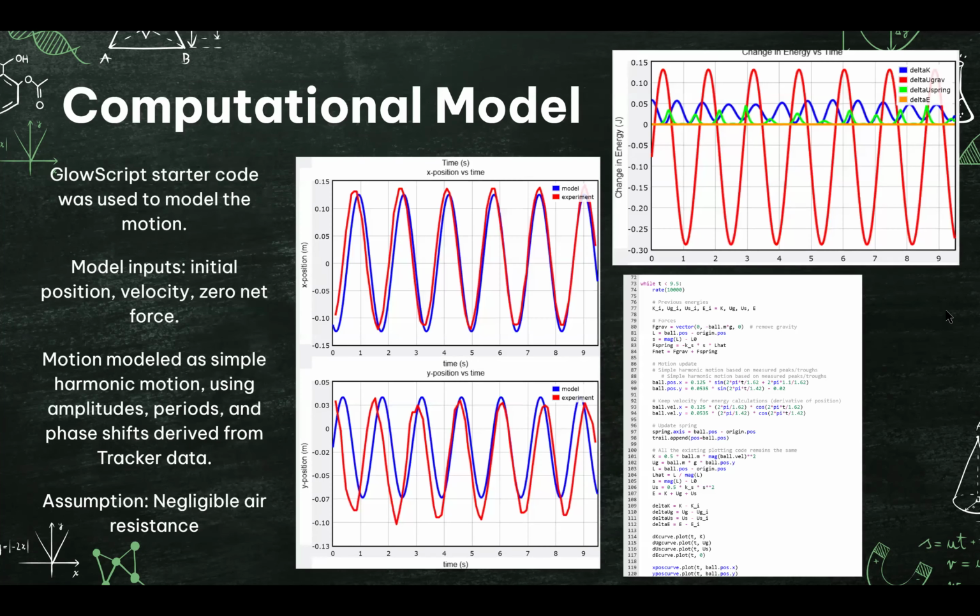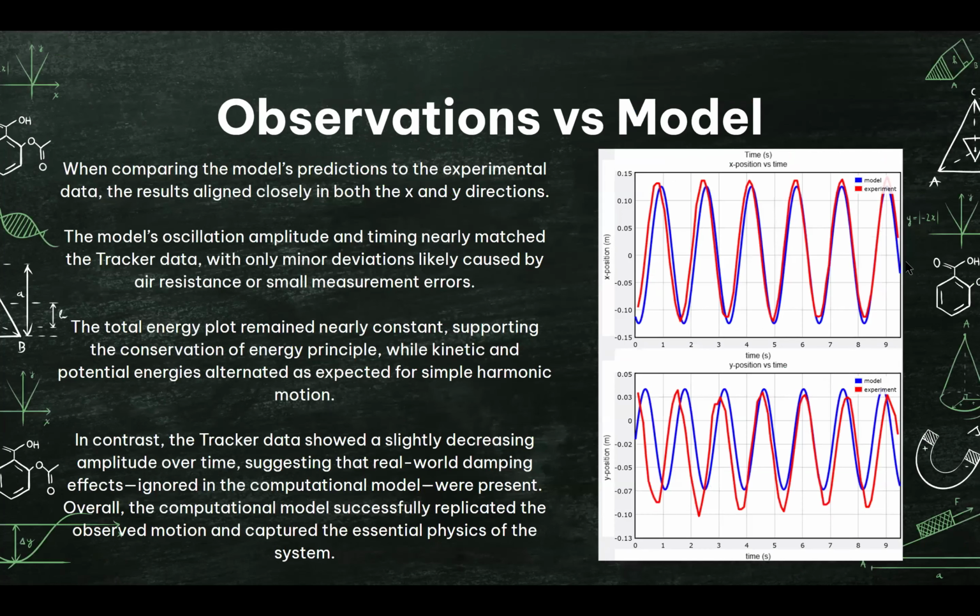For the computational model in GlowScript, the motion was modeled using the same physical parameters: spring constant, mass, and gravitational acceleration. The code used step-by-step updates to compute position, velocity, and energy at each time frame. When plotted, the X and Y position curves closely match the Tracker data, with some deviations due to measurement noise or parameter rounding. The energy graphs showed small oscillations in kinetic and potential energies, but this orange line of total energy remained mostly constant, which demonstrates conservation of energy.